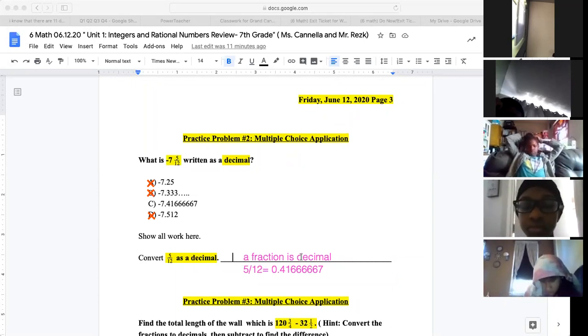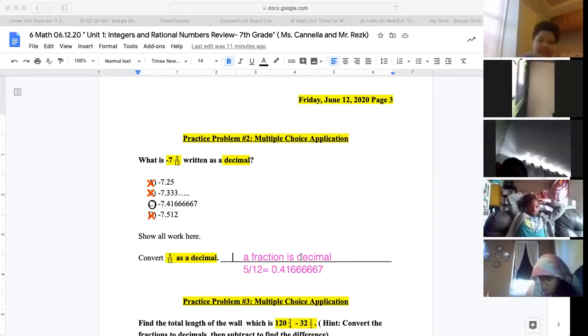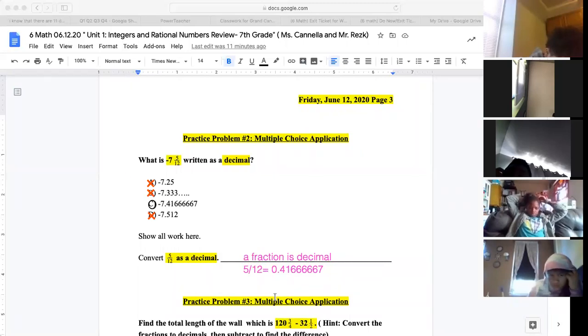Just remember, a fraction is division. If you divide 5 by 12, you're not getting 3 over and over again. Correct, because 0.33 is the same as 1/3. That's a repeating decimal. Good point there. Excellent.